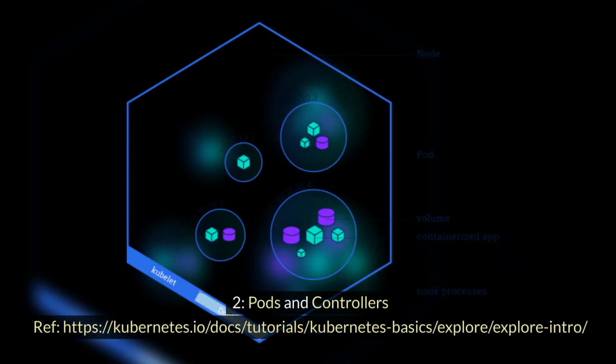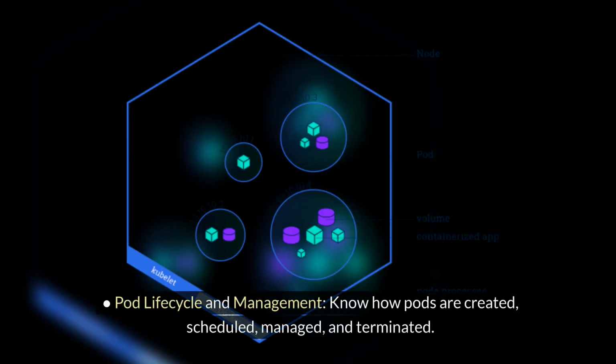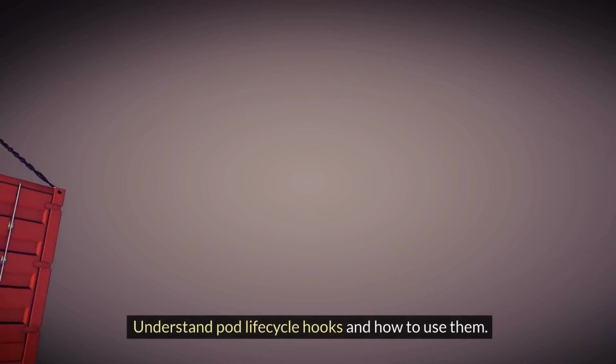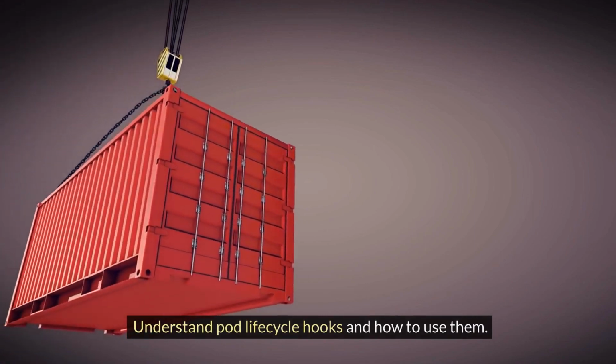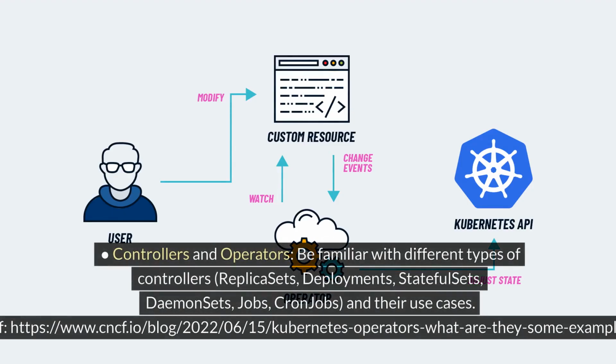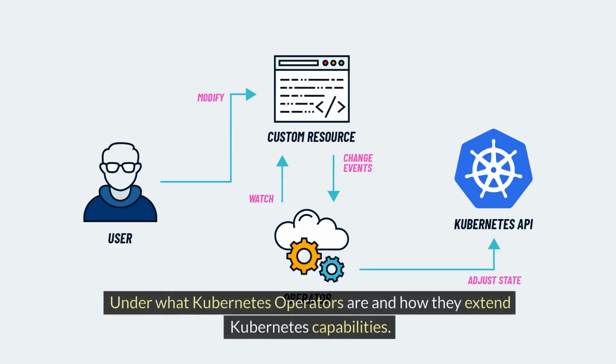2. Pods and controllers. Pod lifecycle and management. Know how pods are created, scheduled, managed, and terminated. Understand pod lifecycle hooks and how to use them. Controllers and operators. Be familiar with different types of controllers: replica sets, deployments, stateful sets, daemon sets, jobs, cron jobs, and their use cases. Know what Kubernetes operators are and how they extend Kubernetes capabilities.